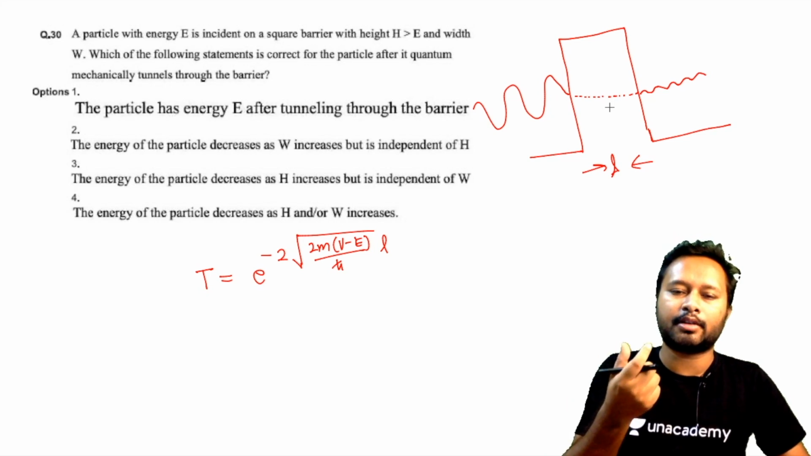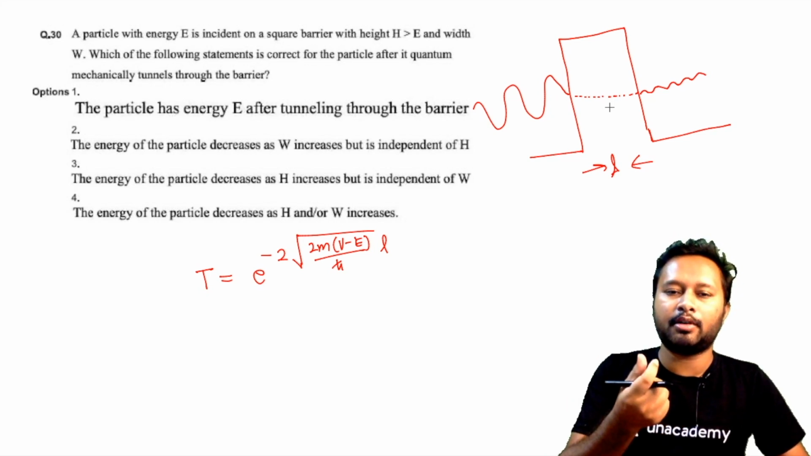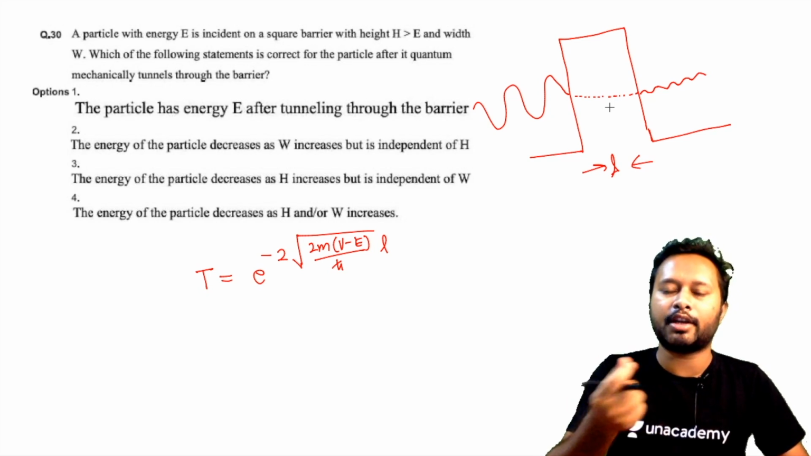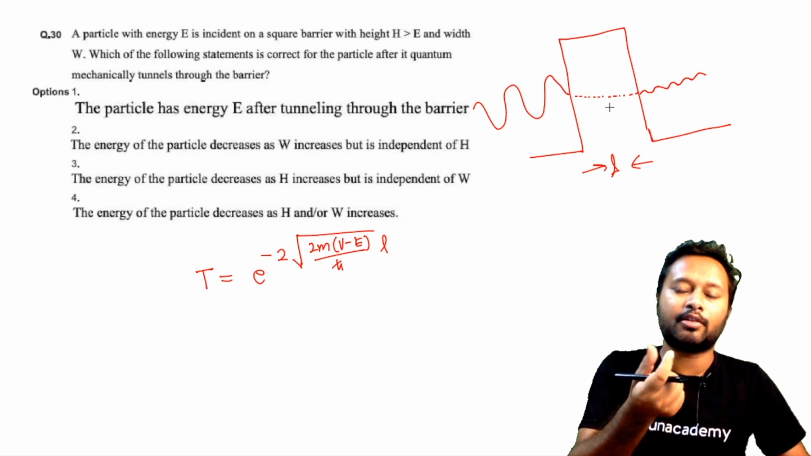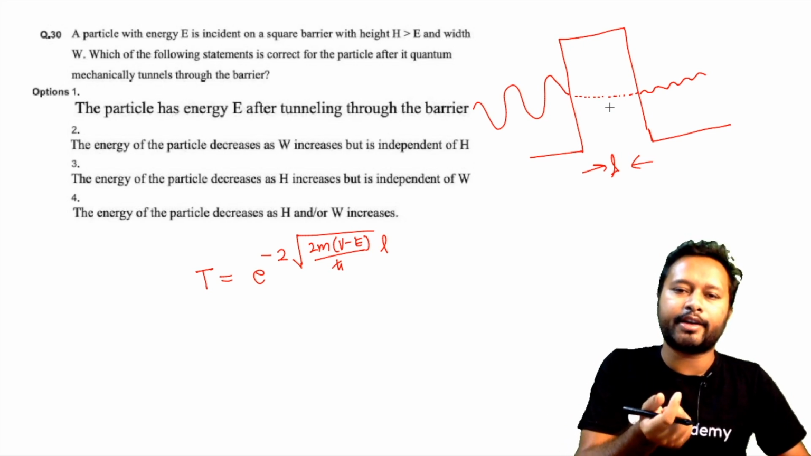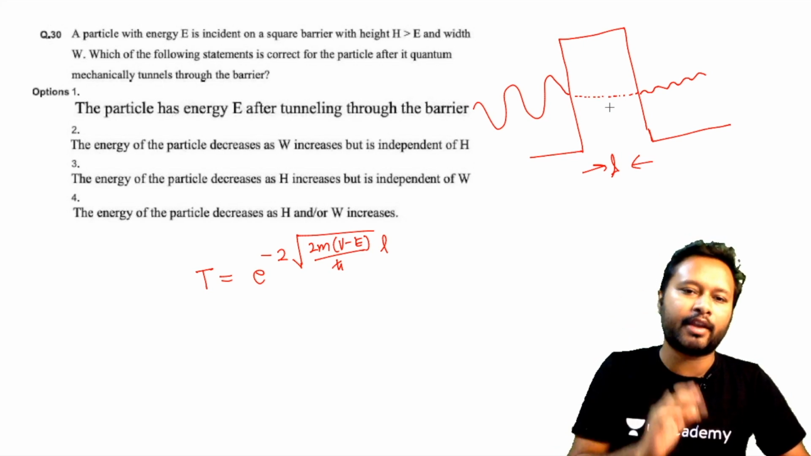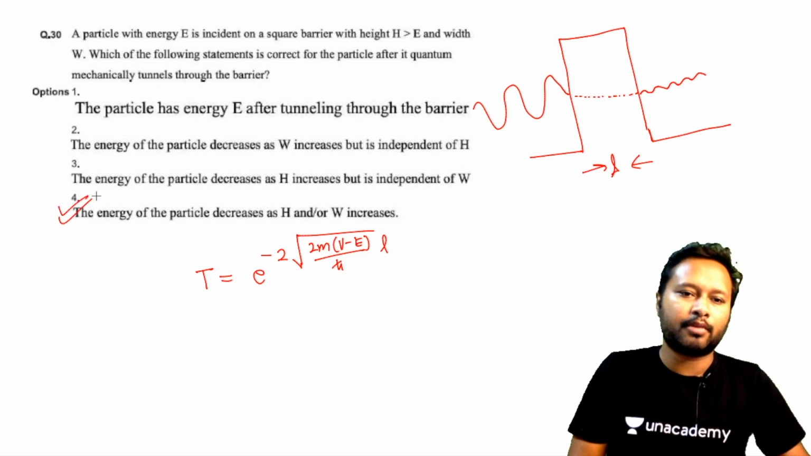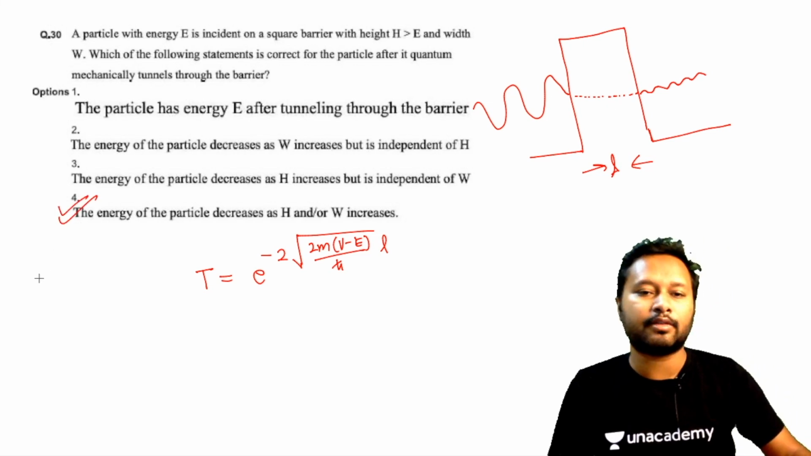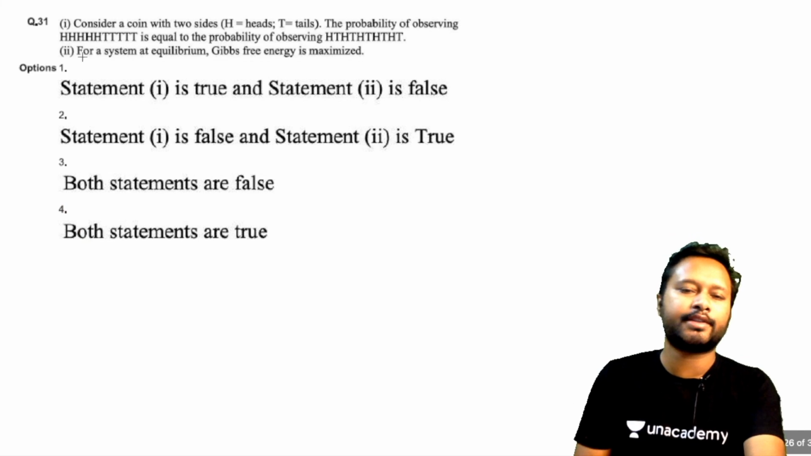So the basic idea for the molecule to do tunneling is that the barrier should be thin, and it should not be infinite, it should be a finite barrier. So option number 4 becomes our correct choice for this. Okay, let's take this one.